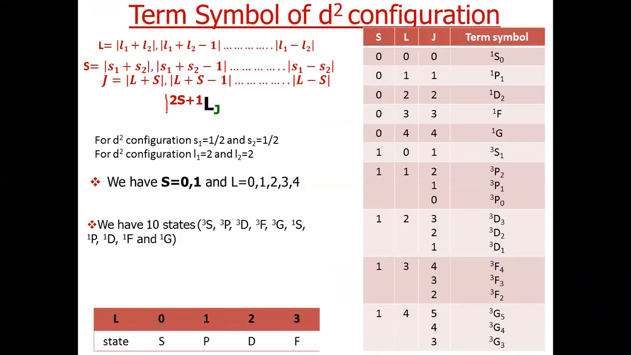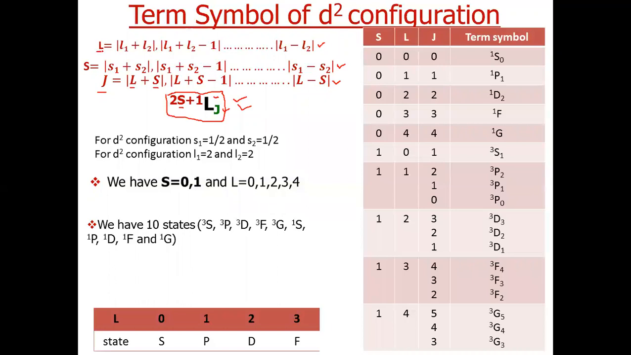A term symbol is of the form 2S+1 L J. So in order to find a term symbol, we need to calculate the values of capital S, capital L and capital J, which can easily be calculated by applying these formulas. These are the formulas to calculate capital L, capital S and capital J, and J values are calculated from values of capital L and capital S, because we are talking about LS coupling or Russell-Saunders coupling.